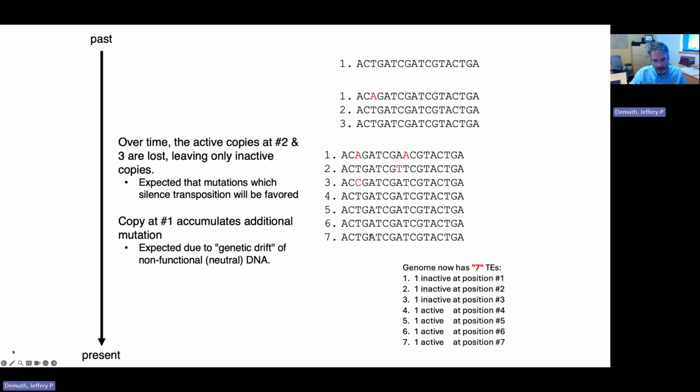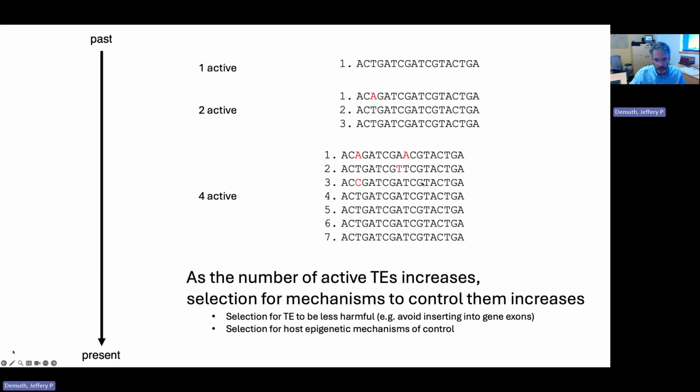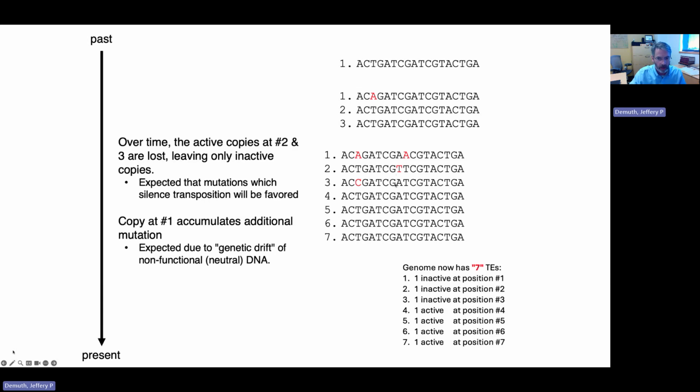Again, the selection favoring silencing is probably going to lead to the fixation of those inactive copies. Here, we've gone through enough time that these guys got a mutation, but in the original one, it's picked up another mutation. So now it has 2 differences from the original invading transposon. But there are still 4 active copies in this genome.